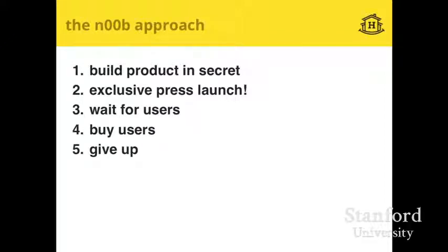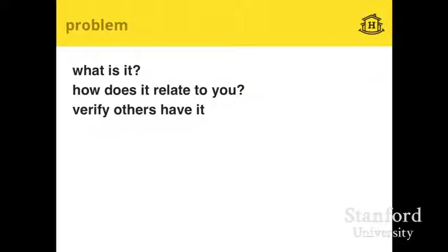So the next thing is, you have an idea, and you should really think about what the idea is really solving. What is the actual problem? You should be able to describe the problem statement in 1 sentence. Then you should think, how does that problem relate to me? Am I really passionate about that problem? Okay, it's a problem I have. Is it a problem that other people have? And verify that by going out and talking to people.